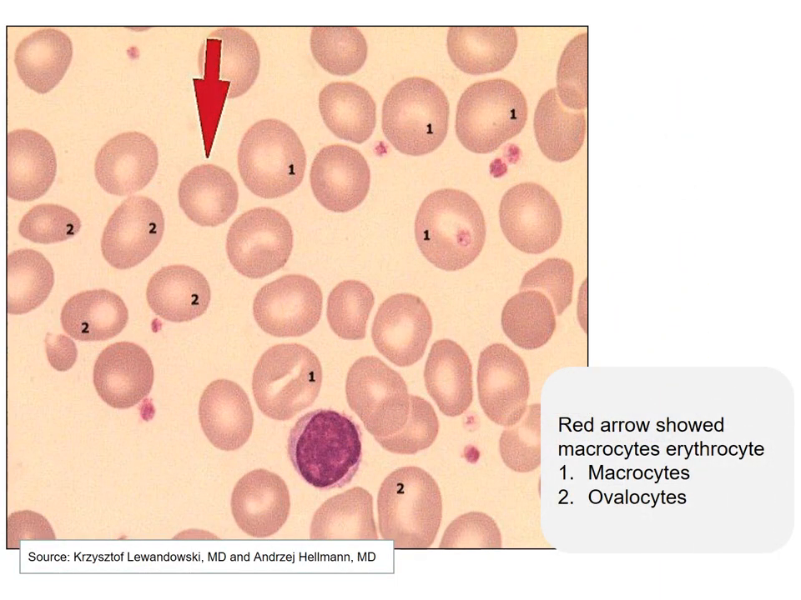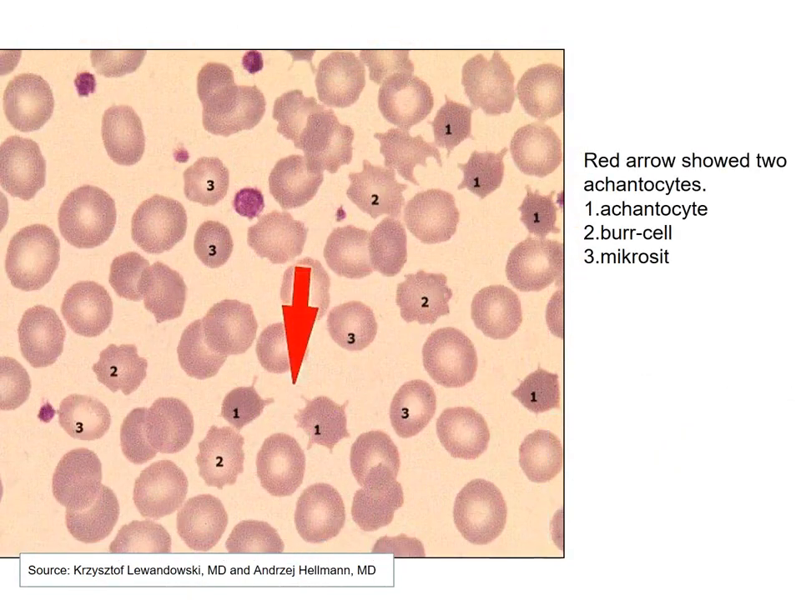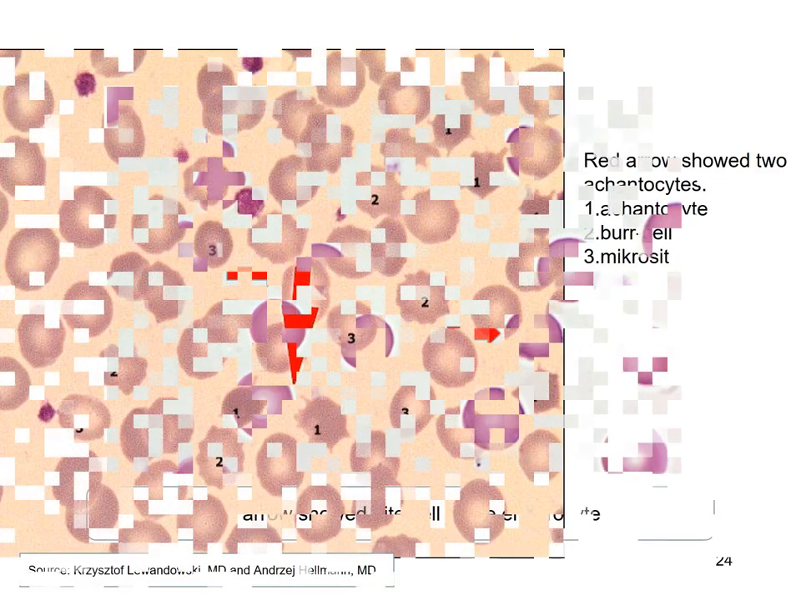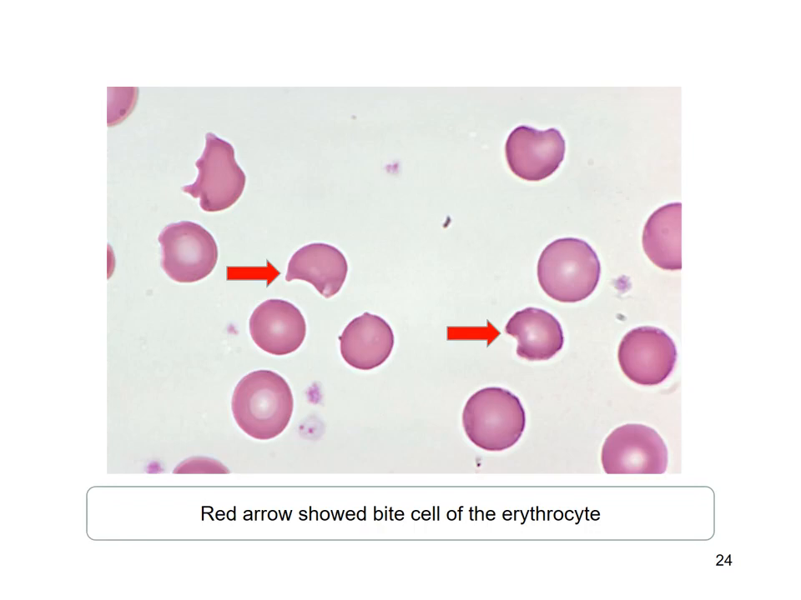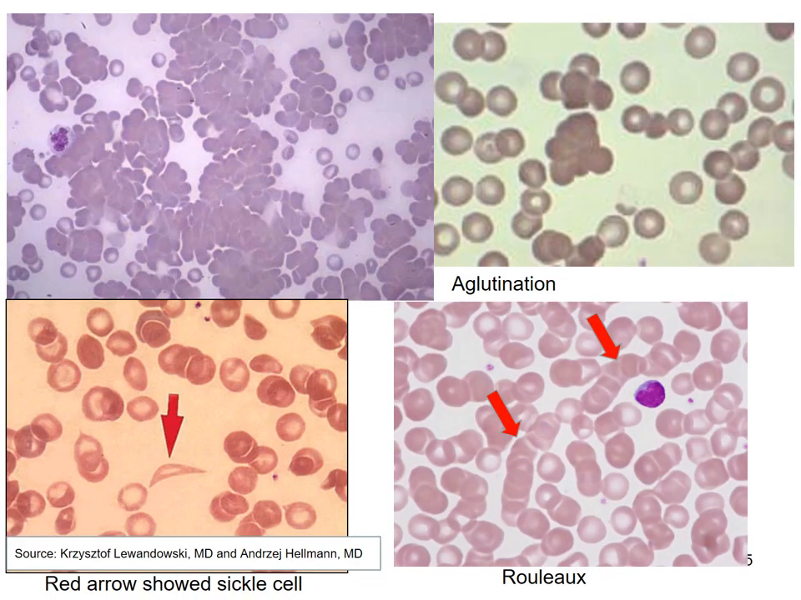In this picture, we can see macrocytes and poikilocytes. Notice the acanthocytes, burr cells, and microcytes in this picture. See, these are bite cells. The top picture shows agglutination, the left bottom picture shows sickle cells, and the right bottom shows rouleaux formation.